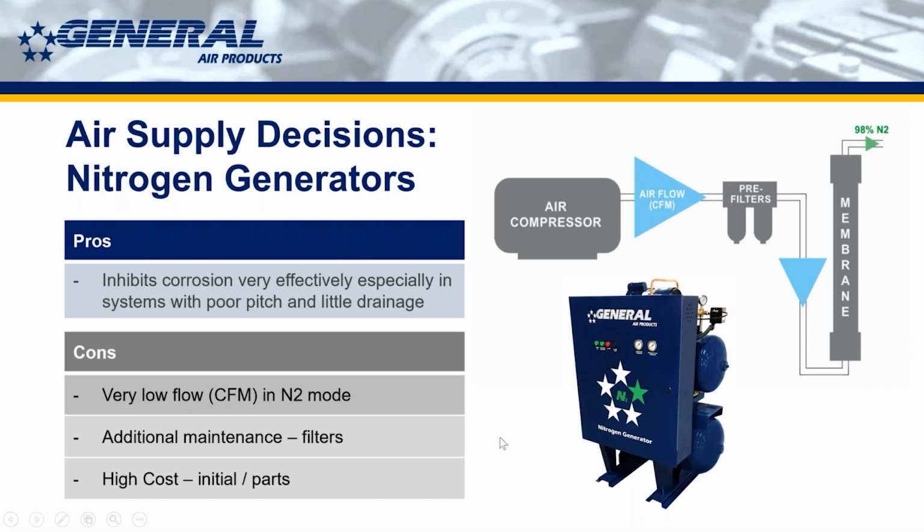Additional maintenance, filters, high cost. Again, a nitrogen generator costs a lot of money compared to a standard air compressor. Which is another argument to me for putting a standard air compressor in and then putting a corrosion monitoring device on there. Save yourself the money until you know you have the problem, and address it before it's a real issue, before you lose any pipe, which is something that is very much capable of happening.